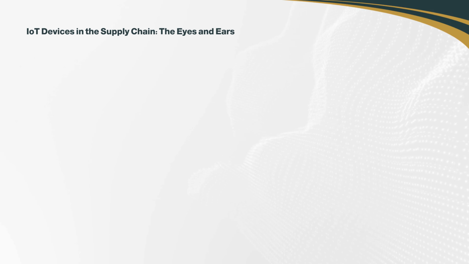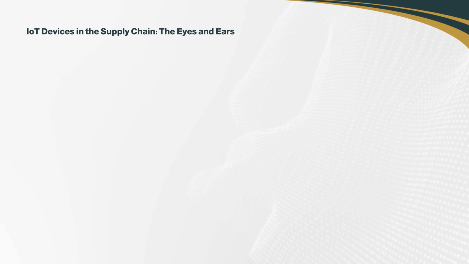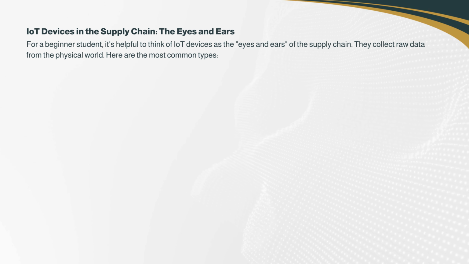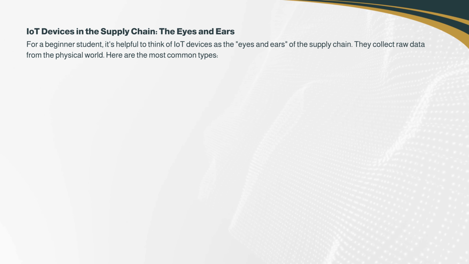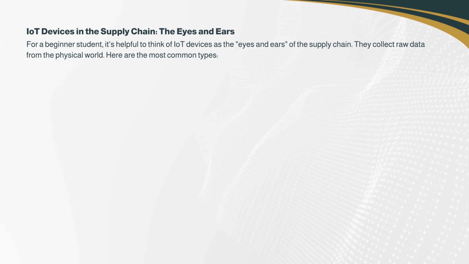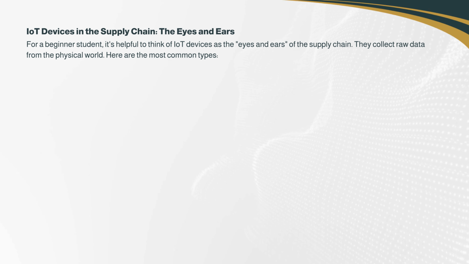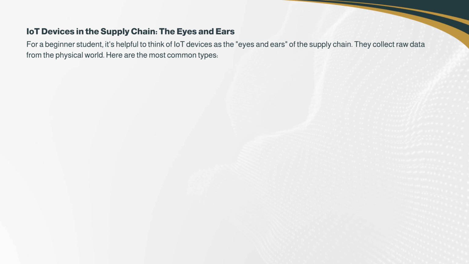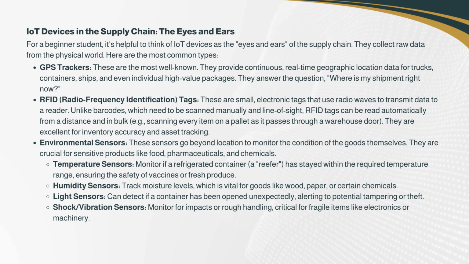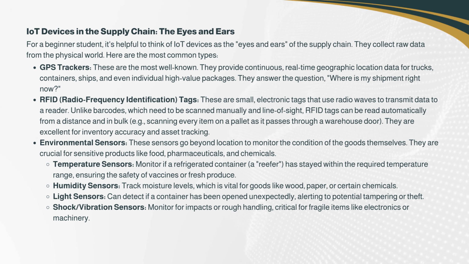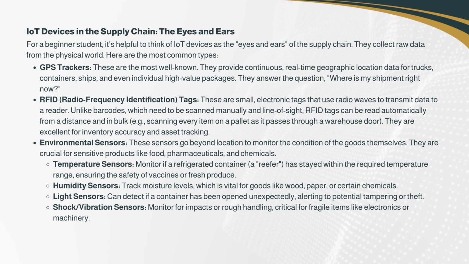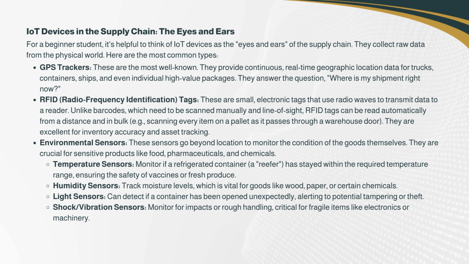IoT devices in the supply chain, the eyes and ears. For a beginner student, it's helpful to think of IoT devices as the eyes and ears of the supply chain. They collect raw data from the physical world. Here are the most common types. GPS trackers. These are the most well-known. They provide continuous, real-time geographic location data for trucks, containers, ships, and even individual high-value packages. They answer the question, where is my shipment right now?